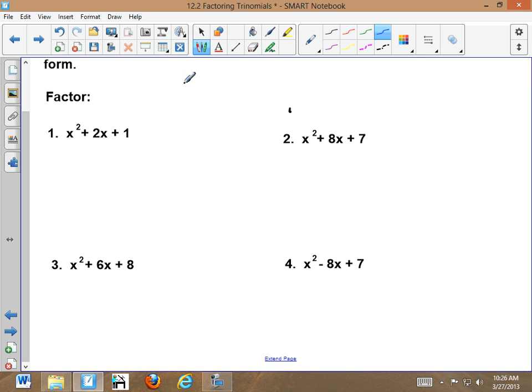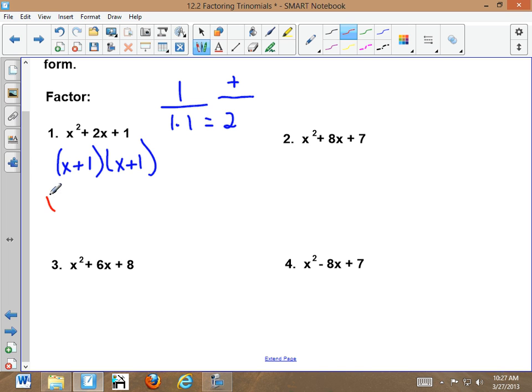So here, I have positive 1. Now, my 1 is positive, but also my 2 is positive. So I'm not going to have any negatives. So I know 1 is 1 times 1. 1 plus 1 equals 2. This is my addition answer. So I know my answer is going to be 1 and 1. So I have x plus 1, x plus 1. Okay? If I multiply this back out, I get x squared plus 1x plus 1x plus 1, which gives me x squared plus 2x plus 1. Okay?